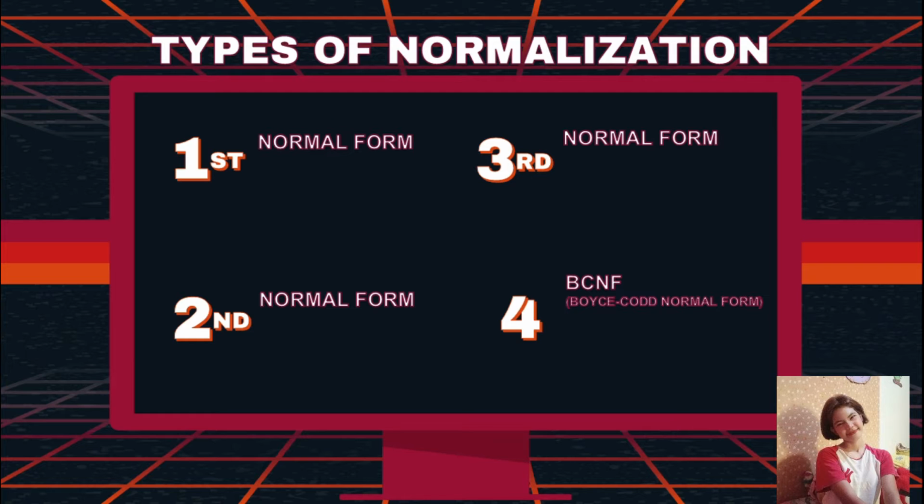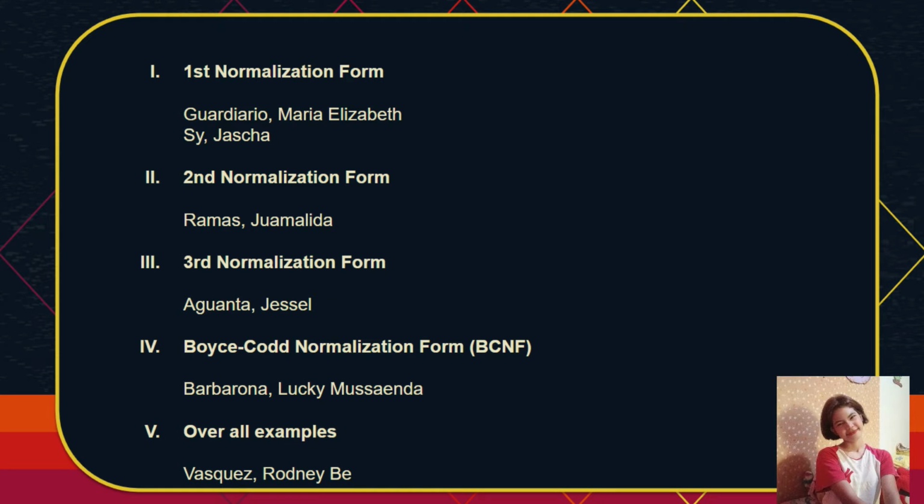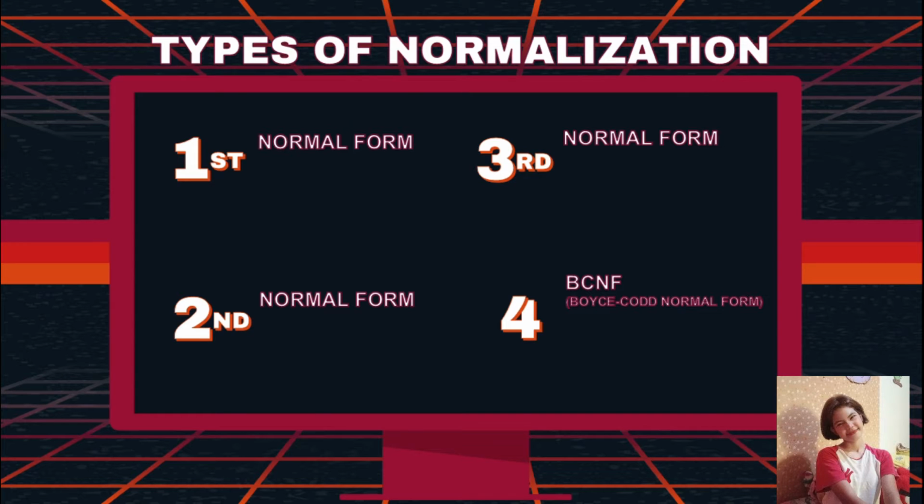But before we proceed, let me introduce my groupmates. The first normalization will be discussed by me and Jessica. The second normalization will be discussed by Ramos. The third normalization by Agonta. The fourth, which is known as BCNF, is by Barbarono. And the last, for the overall example, is Vasquez.